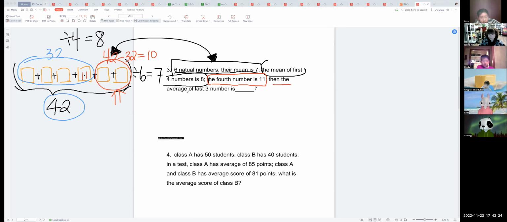So what is the question asked? Then the average of last 3 numbers. So last 3 numbers is 3 numbers, right? I don't know exactly what they are, but it doesn't matter because in order to find the average, you only need to know the sum. So the sum is 10 plus 11 equals 21. So 21 divided by 3 equals 7. Get it, everybody?